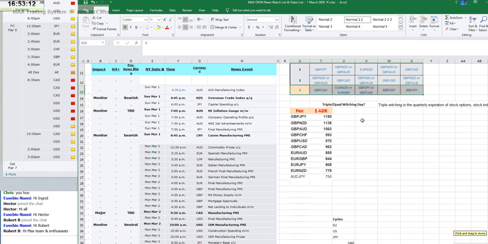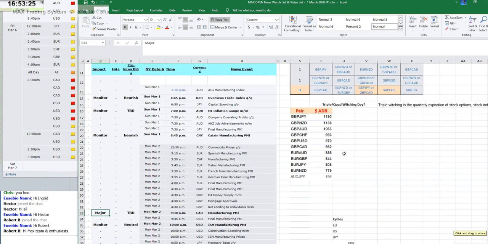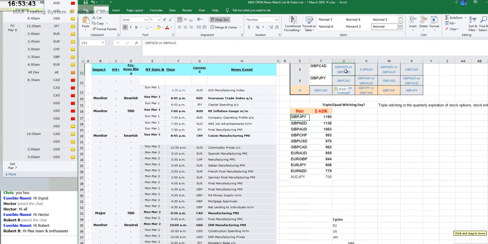So let's do it, Eusebio. Okay. So on Sunday we're looking for only majors. We have nothing on Sunday, but we've got the CAD on Monday. Okay. And that's it. So the first pair will be the pound CAD. Yep. Then the pound yen. Yep. And then the pound Kiwi or pound Aussie.